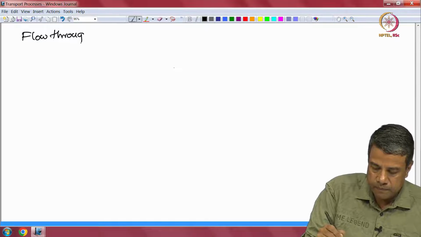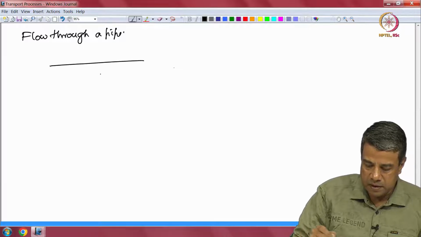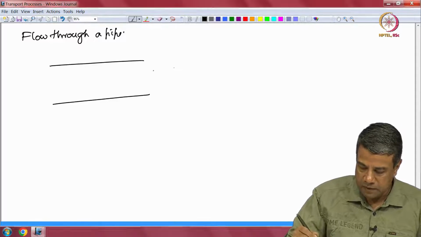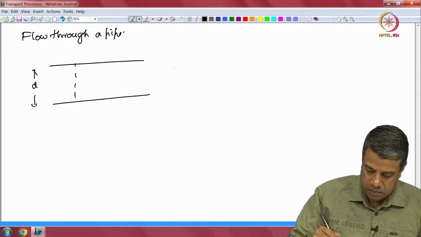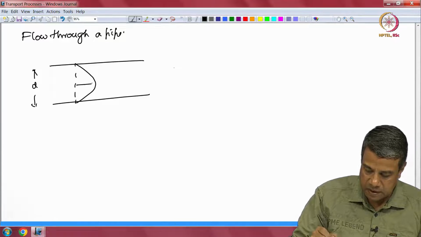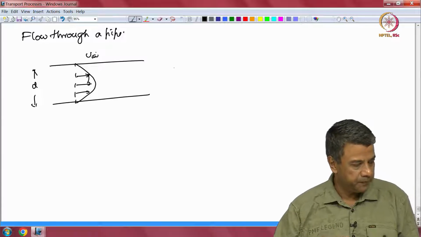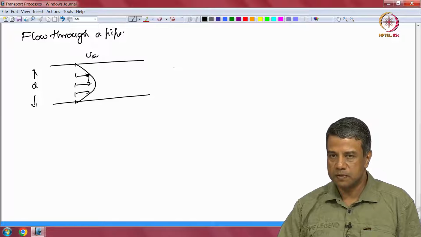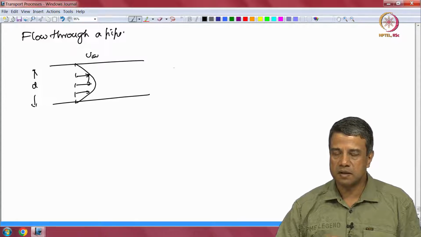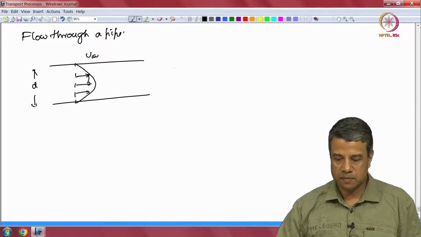If you have a cylindrical pipe of diameter d, moving with some average velocity v average. Now, even though it might seem a rather simple flow, the characteristics of the flow are actually rather complicated. There are two distinct regimes for a pipe flow.